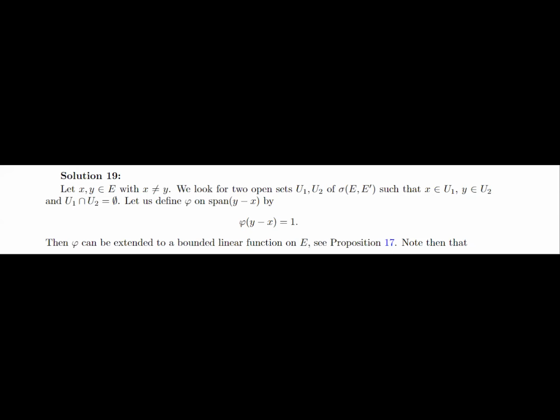All right, so now we have a bounded linear function defined on E, and we already know this comes from the Hahn-Banach theorem, the first theorem that we saw in the course. Then we can extend it to a bounded linear function defined not only on span of y minus x, but on E.